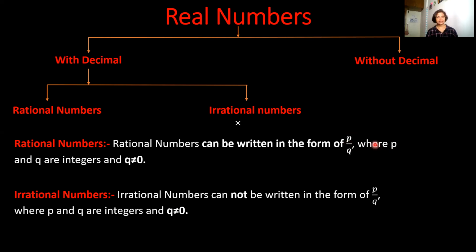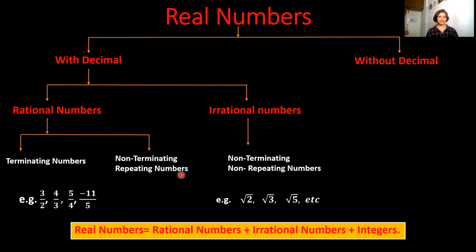But the second condition says Q is not equal to 0. That means in place of P, you can include all integers, but in place of Q, 0 cannot be there. Except 0, all integers can be there. Those are the rational numbers, which are written in the form of P upon Q. And irrational numbers cannot be written in the form of P upon Q, where P and Q are integers and Q is not equal to 0.